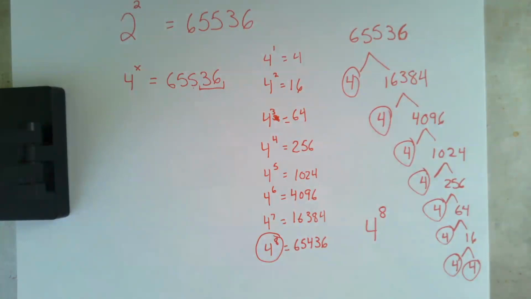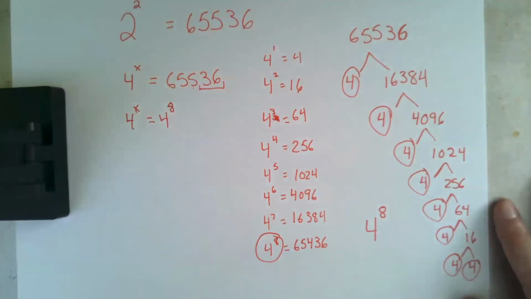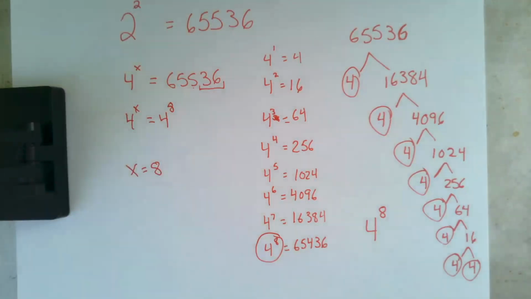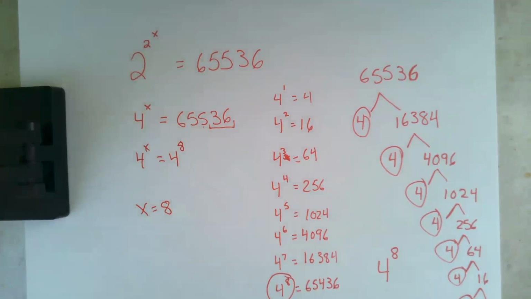And again, this is all based on the idea that if I am to be able to solve this problem as an Algebra 1 student, the only way that works is if this is some power to the 4 to the something. So our final steps are to equate those. And if 4 to the x equals 4 to the 8, that means that x, our missing exponent, has to be 8. And that is how, without the tool of logarithm, we are able to solve 2 to the 2 to the x equals 65,536.